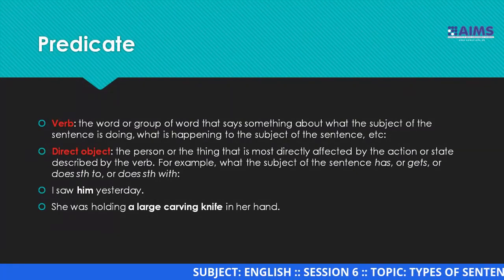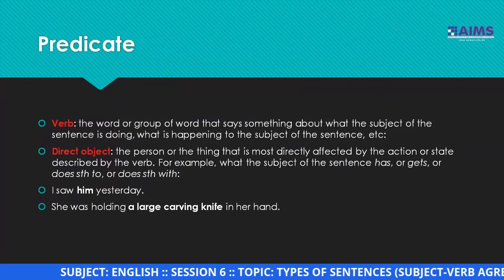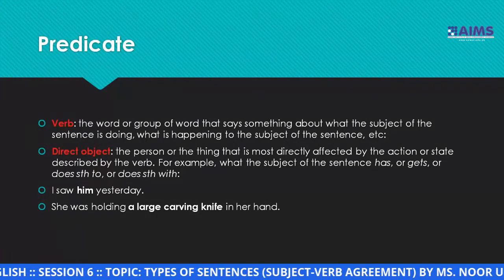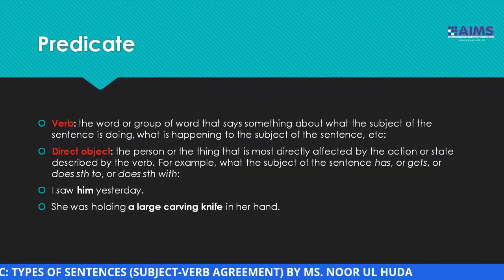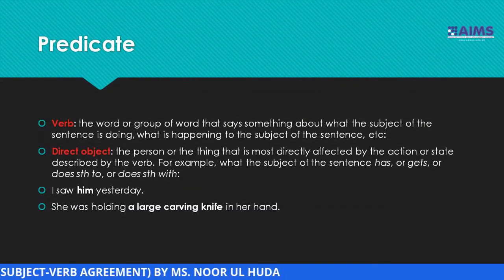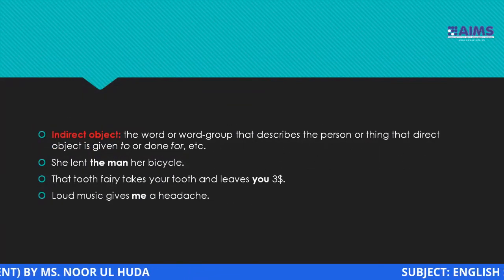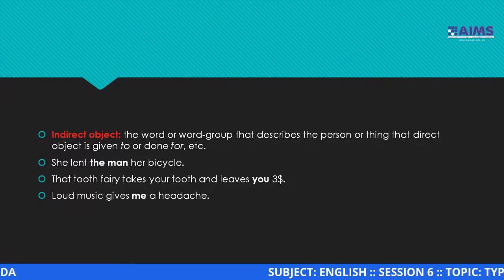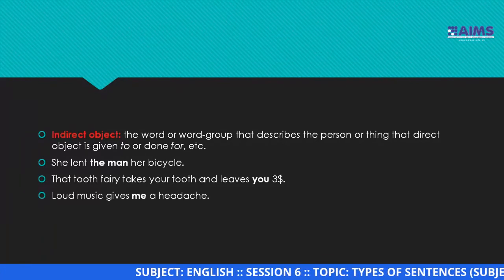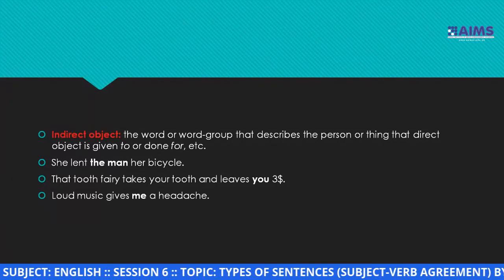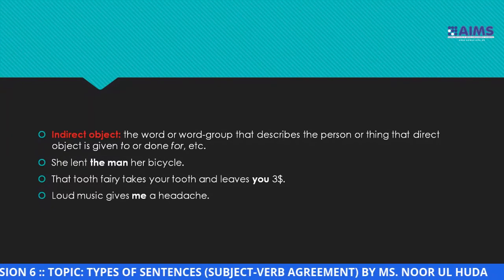She was holding a large carving knife. Now, what was she holding? A large carving knife. So this is the direct object. Now, what is the indirect object? The word or the word group that describes the person or thing that the direct object is given to or done for.